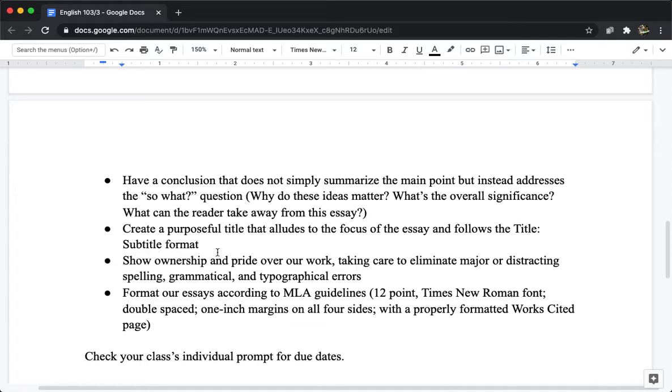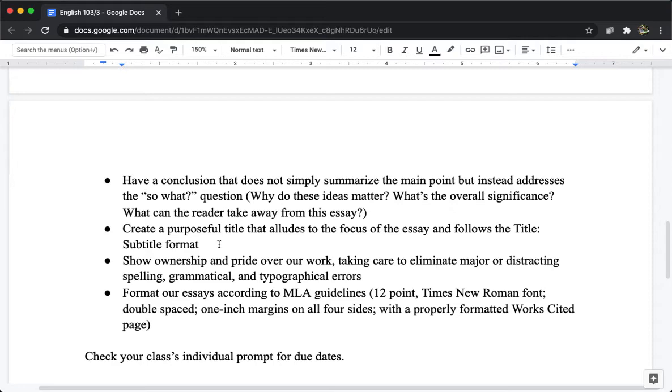We're challenged to create a purposeful title that alludes to the focus of the essay and follows the title, subtitle format. This first part of it was something we were striving for in our first major essay projects. It should be a title that has a distinct purpose. We want to be a little creative with that, but also make sure that it does indicate what the point of the essay is, or the focus of the essay, so that when your reader reads that title, they can determine if that's something they want to spend their time reading, right?